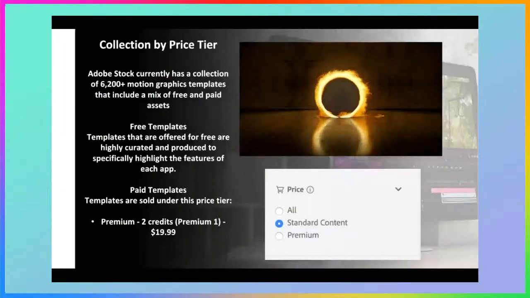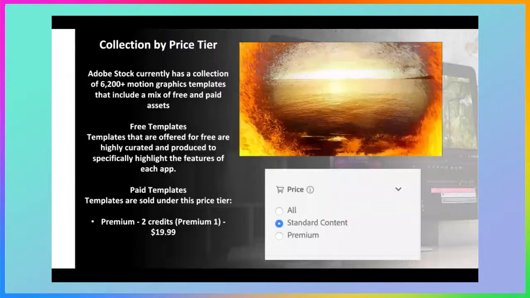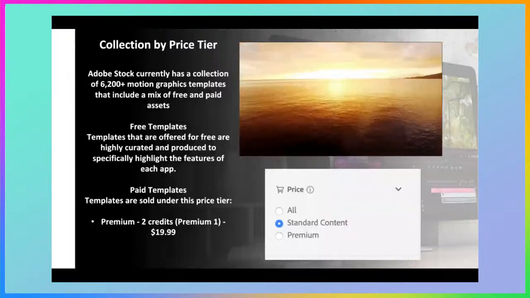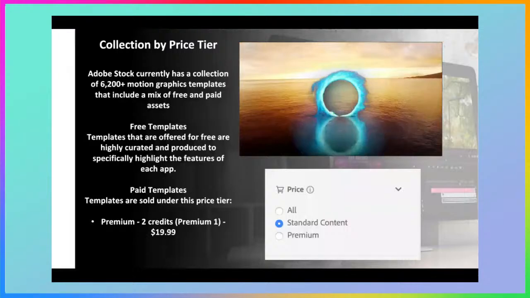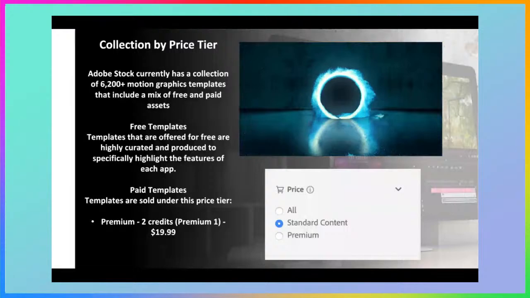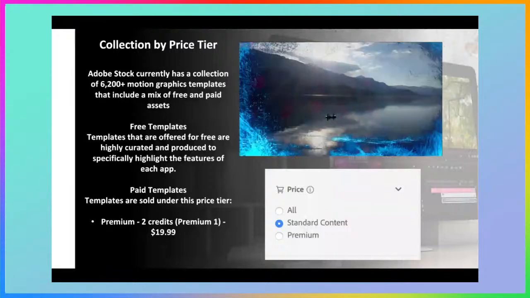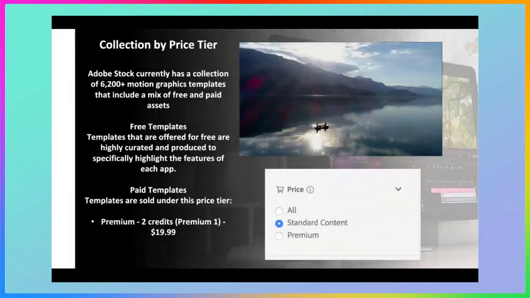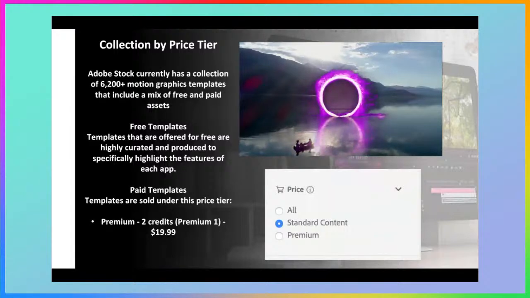And we've got different types of price tiers on Adobe Stock. It's pretty simple. You can get them for free, or a customer pays $19.99 for one motion graphic template. They can download that template. It's royalty free. They can use it as many times as they want in perpetuity, which means pretty much forever.